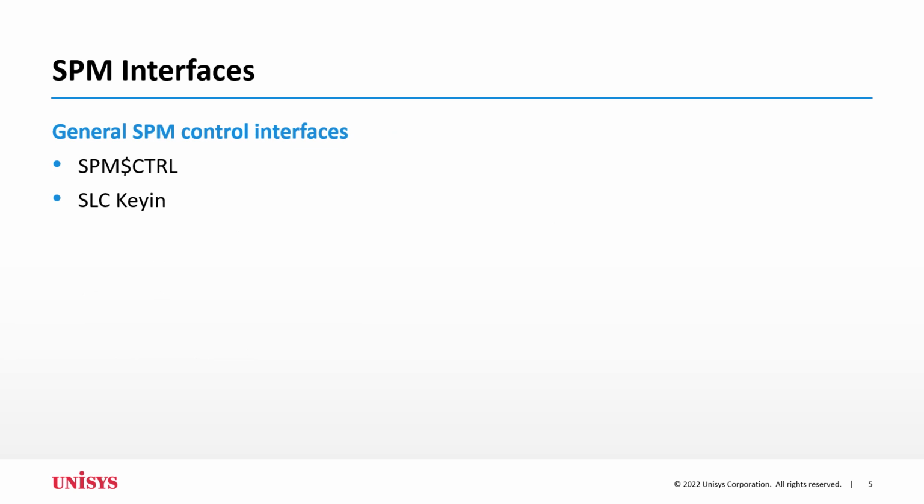Unisys has implemented new interfaces to control SPM in various ways. The following interfaces control SPM collection and IO tracing. SPM $control allows users to change SPM settings, and the SLC key-in allows operators to turn SPM audit trails on and off and change SPM timer values.